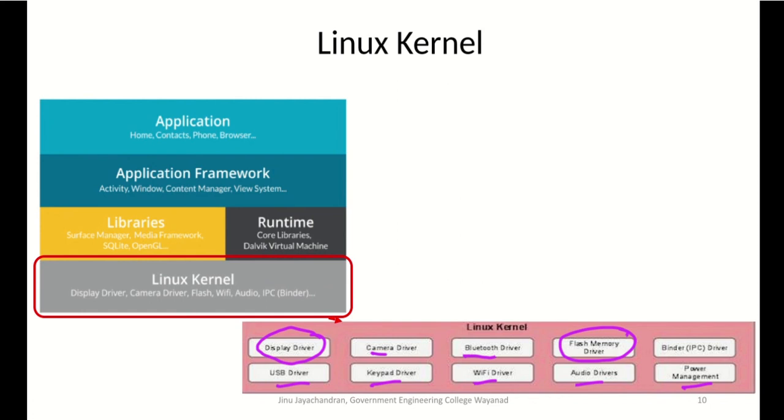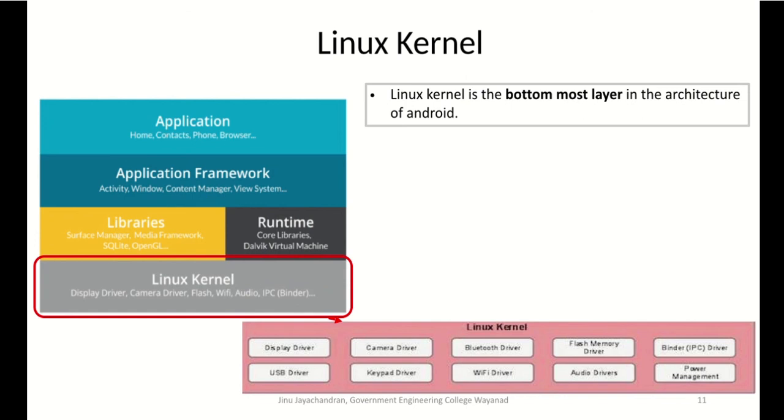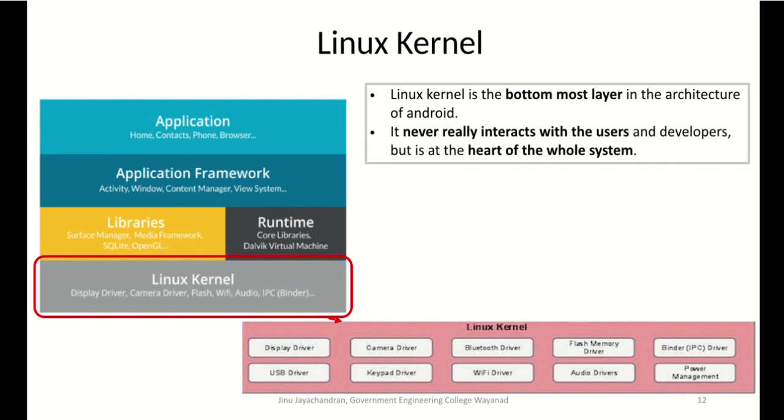And so all these layers, all these modules are different modules in the Linux kernel, which will interact with the upper layers. So the Linux kernel is the bottommost layer in the architecture of Android, and it never interacts with the user. The user layer is here, and the user only interacts with the application. The application indirectly interacts with the Linux kernel, but the user doesn't need to interact with the Linux kernel directly. So the Linux kernel will not directly interact with the users, but it is the heart of the whole system.